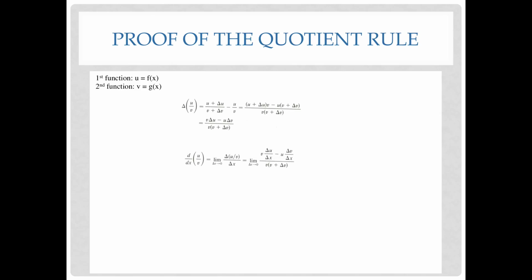Next, we take the limit as delta x approaches 0, and we get the limit as delta x approaches 0 of v delta u over delta x minus u delta v over delta x divided by v times v plus delta v. Further, we continue to take the limit, and finally we have the quotient rule, which states that if f and g are differentiable, then the derivative of f of x over g of x equals the derivative of the first function times the second function, g of x, minus the derivative of the second function times the first function, f of x, all divided by g of x squared.